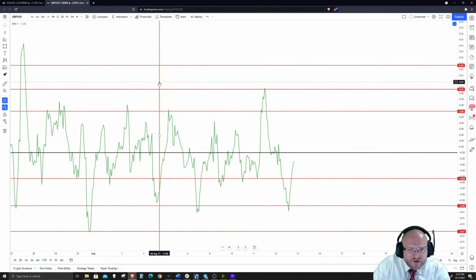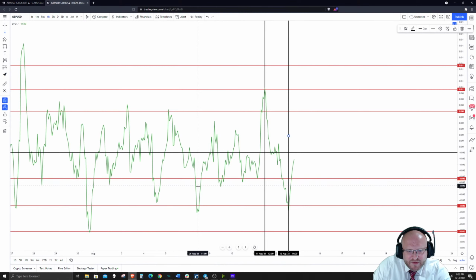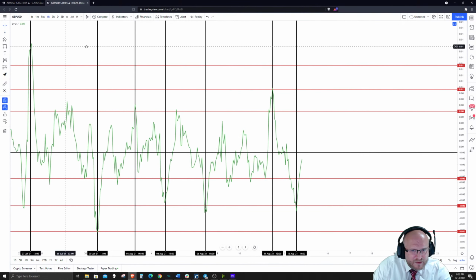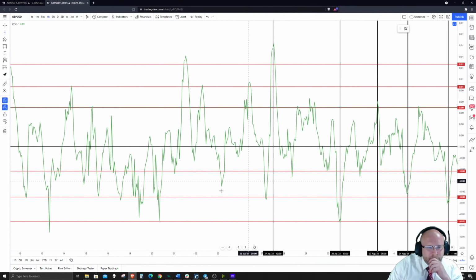So what I'm going to do is place a vertical line where these extremes are. Change the color to black. I'm just going to mark some of them because this is kind of my back test. Just zip through here and find some examples.